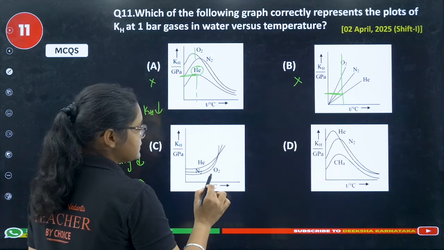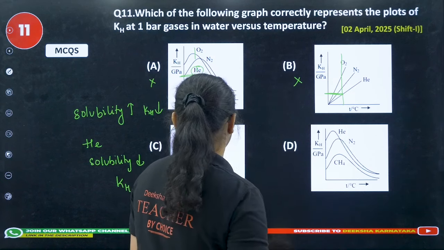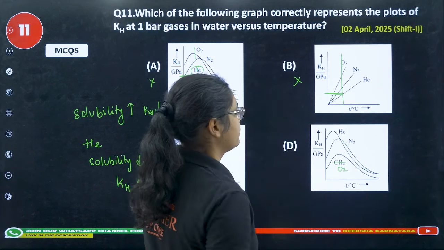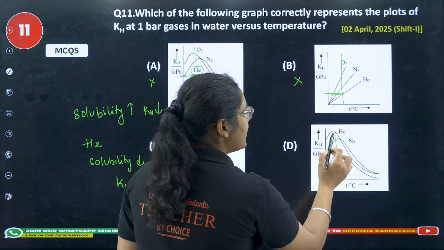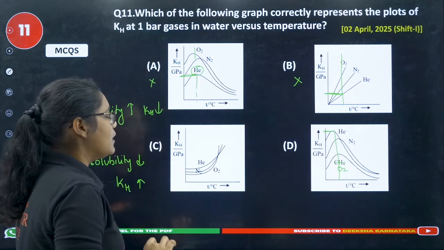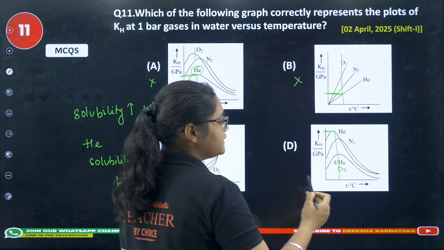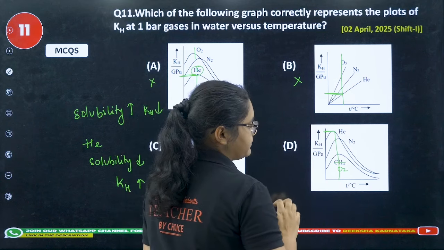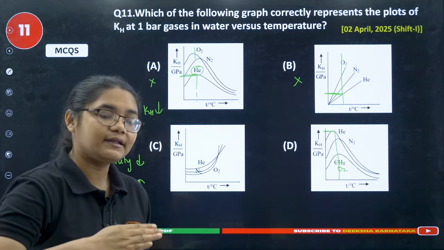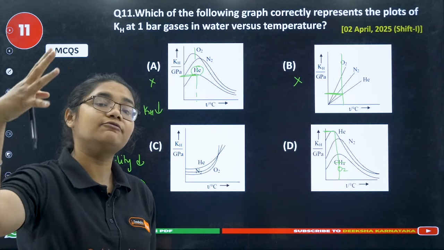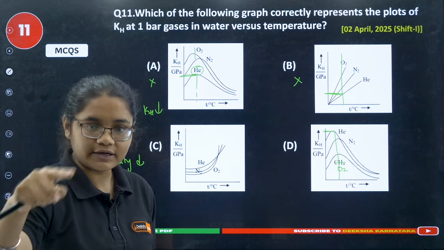Now here it is there, here also it is correct: first helium, then N2, then we have oxygen. So this is a small printing mistake, this is oxygen. So at any temperature, helium should have the higher value. Now what happens is, as you increase the temperature, the KH value will definitely increase, but the KH value doesn't go to an infinite value, or keep on increasing. After reaching a maximum value, it then drops down.